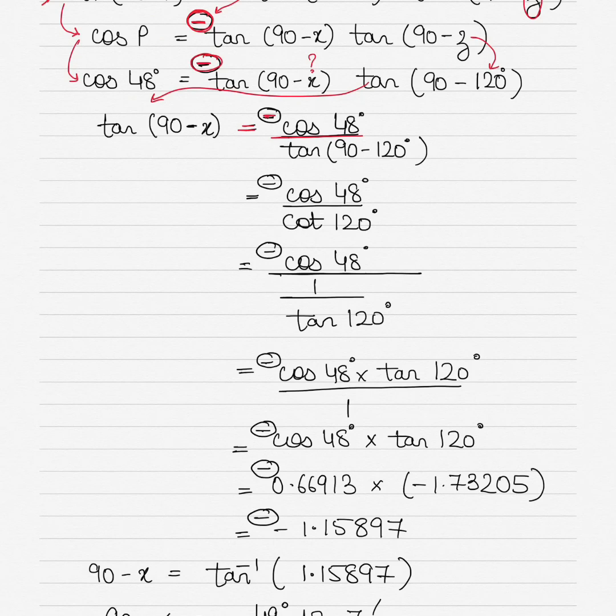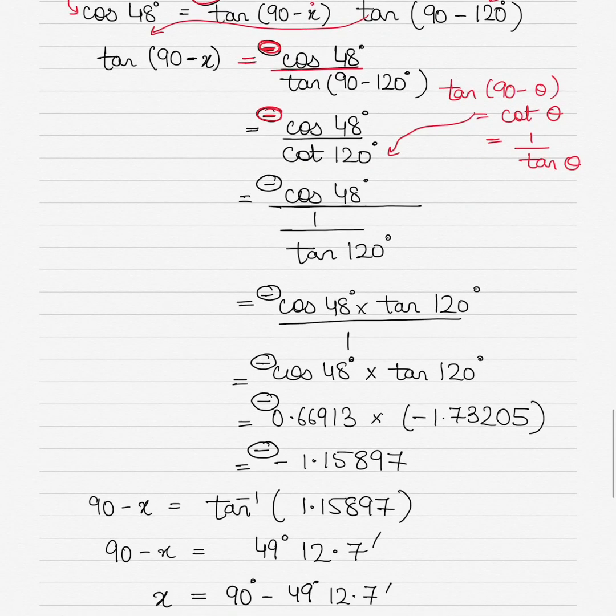This also becomes, and keep the negative sign till you resolve it in the end. Negative sign is here as well. So again, this is cos of 48, and like I said, tan of 90 minus theta equals cot theta. But cot theta is nothing but 1 by tan theta. And this is the rule that will apply here. So tan 90 minus 120 equals cot 120. But cot 120 equals 1 upon tan 120. Alright, this is to simplify it for your calculators.